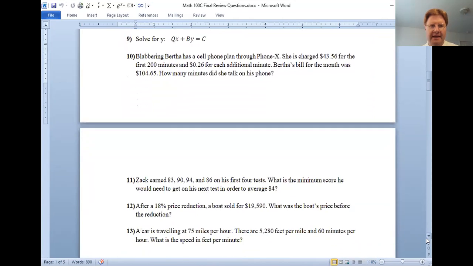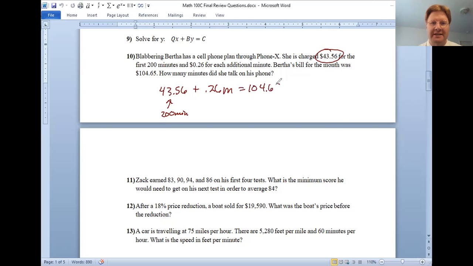Number 10, Blabbering Bertha. Blabbering Bertha has a cell phone plan through Phone X. She is charged $43.56 for the first 200 minutes. Now that's good, 43.56. That gives her 200 minutes. And then it's going to add 26 cents, so it's 0.26 times each additional minute. And her total bill came up to 104.65. So now we have to solve it.